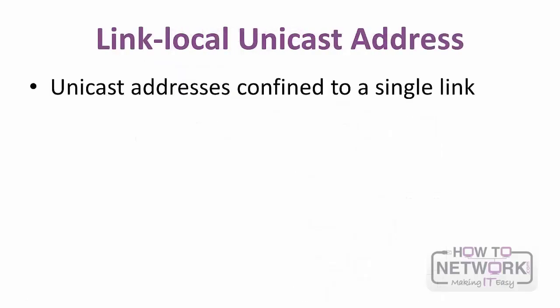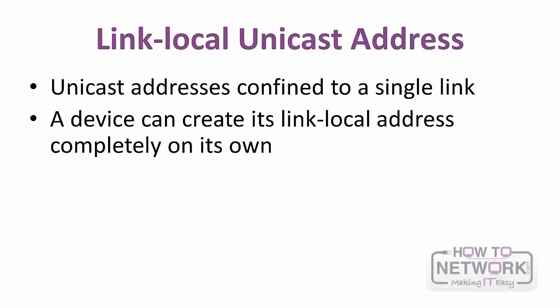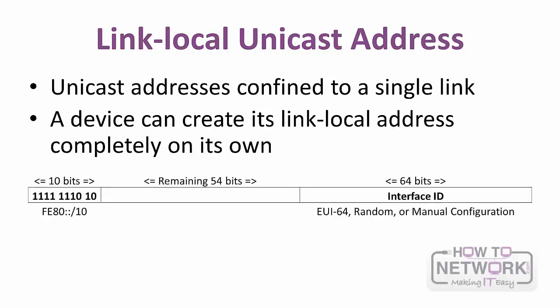Link local addresses are unicast addresses that are confined to a single link. Routers will not forward any packets with link local source or destination addresses. Link local addresses provide a unique benefit in IPv6. A device can create its own link local address completely on its own, without the service of a DHCPv6 server or a router advertisement message. The following figure shows the format of a link local unicast address.